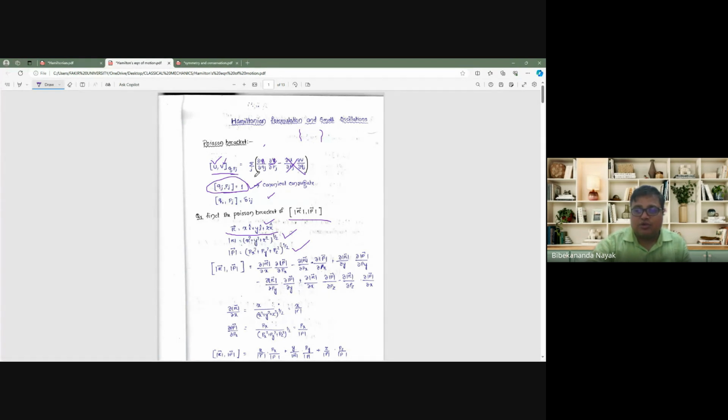So it's the sum over j equal to 1, 2, 3, with respect to x, y, z. So we calculate like this: del r by del x, del p by del p x, minus del r by del p x, del p by del x; then del r by del y, del p by del p y, and so on; then del r by del z, del p by del p z, minus del r by del p z, del p by del z.